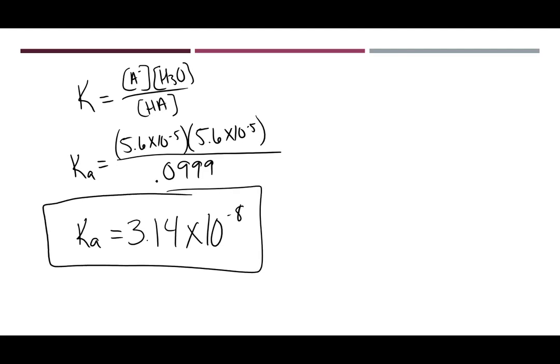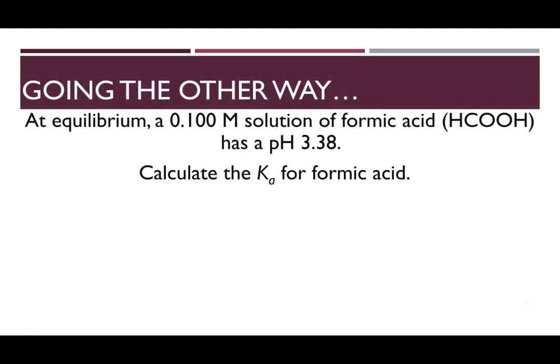So if you are given pH and you are asked to determine the Ka value, just remember that this is the type of ice table that we can fill in all the way with numbers. So here's another example. So why don't you guys go ahead and pause the video, try to work through this example, and then I'll catch up to you.